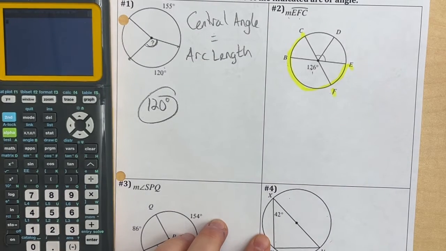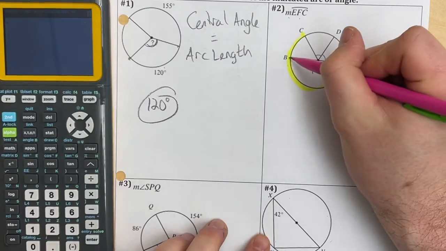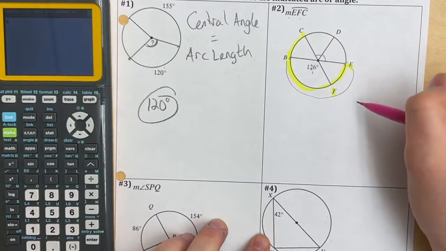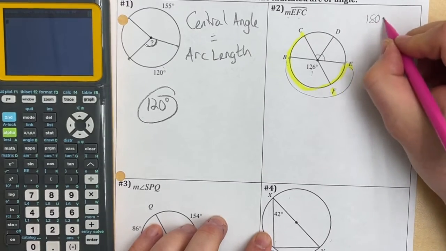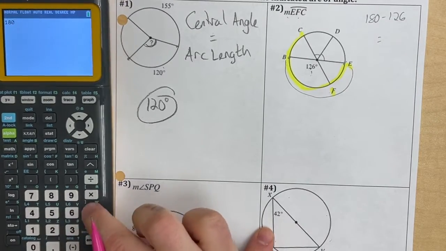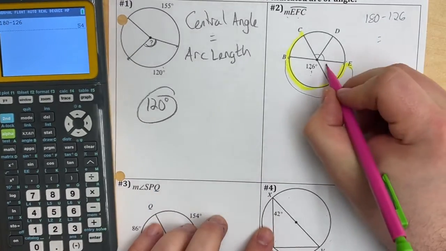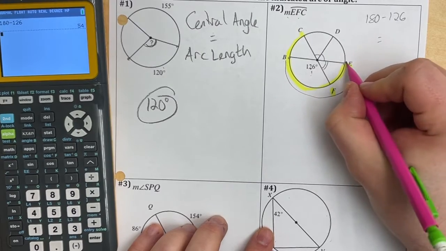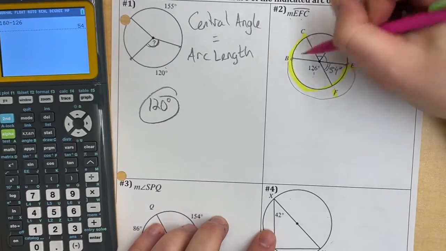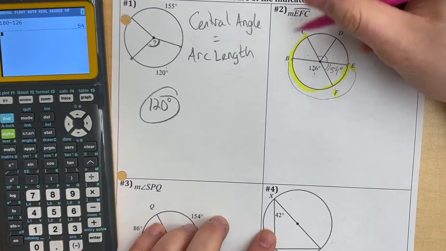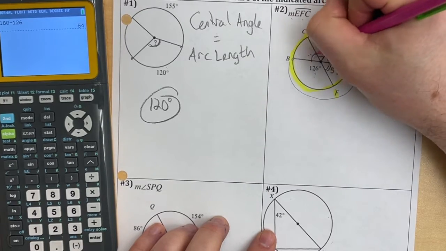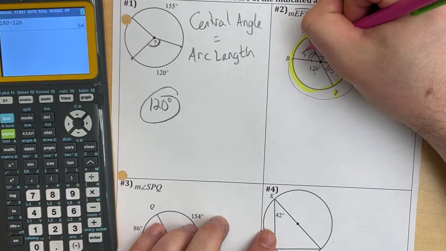And so what we can do is this: if from B to E is 180 degrees, we can take 180 minus 126. And we're going to say that this arc EF is going to be 54 degrees. And that's helpful because we have vertical angles, angles across that make that X, so this is going to be the same amount. So we have 54 again.